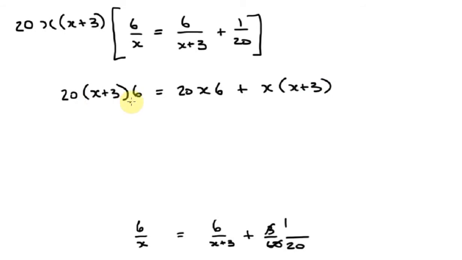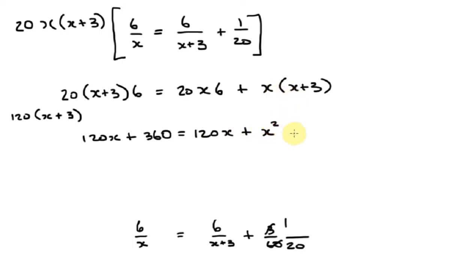So now I'm going to try to expand the brackets, and it's probably easiest to think of this as 120. So I'm just going to write that down. This is what I think makes the job easier. I'm just going to go 120 times what's in the brackets. So I've got 120x plus 360. And then this one here, I'm just going to multiply the 20 and the 6 together. So 120x plus x squared plus 3x.